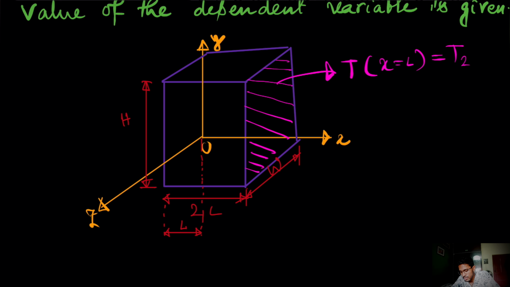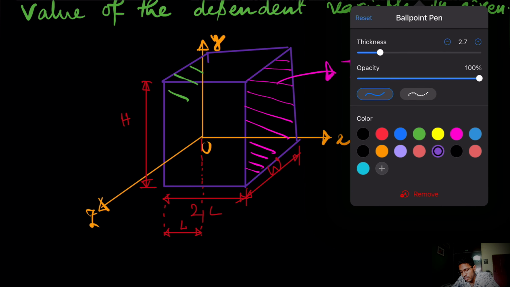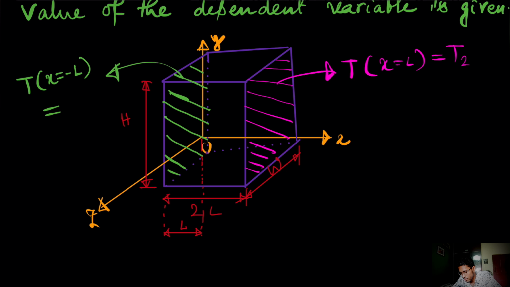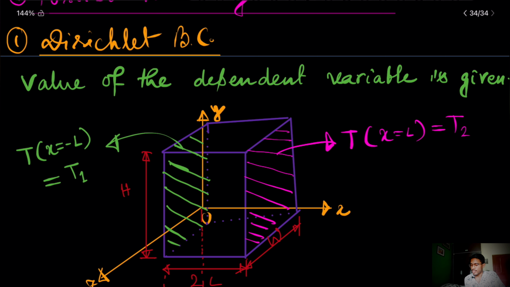And at this phase, that is at x equal to minus L, let me draw the other edges. So at x equal to minus L, that is this edge, I am having T at x equal to minus L equal to maybe T1. You see that at two x phases I am having the temperature prescribed earlier. So that is the Dirichlet boundary condition, that is the value of the dependent variable is given, right?